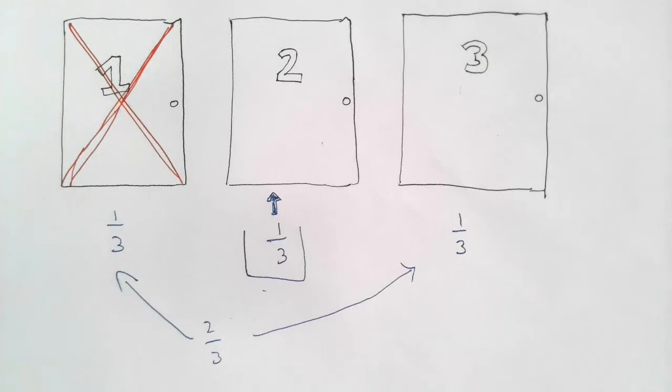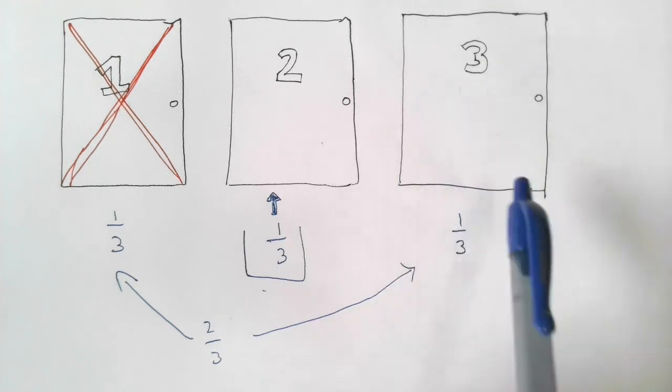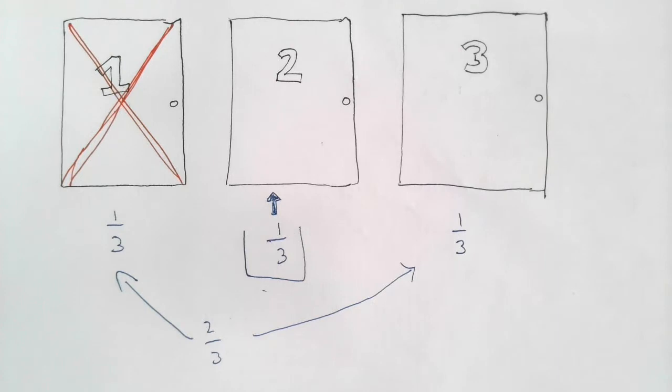So regardless of what your choice was, and regardless of what door the host opened, you always have a higher chance if you switch. Now this seems very non-intuitive, but remember, we're only talking about chances, right? That doesn't mean the car is definitely behind door number 3. It means that there's a higher chance of the car being behind door number 3.